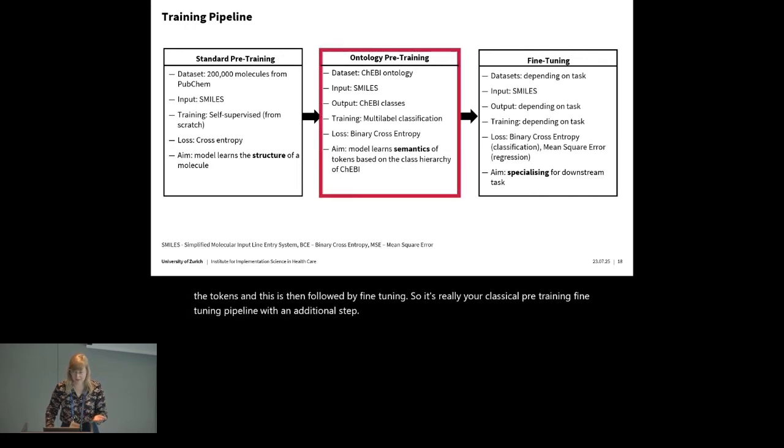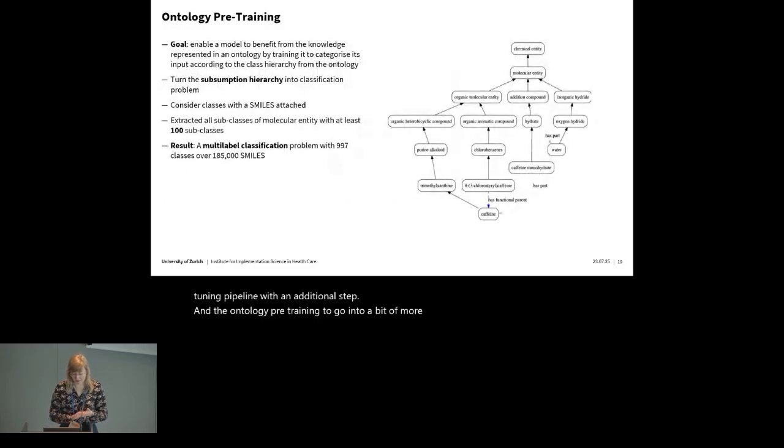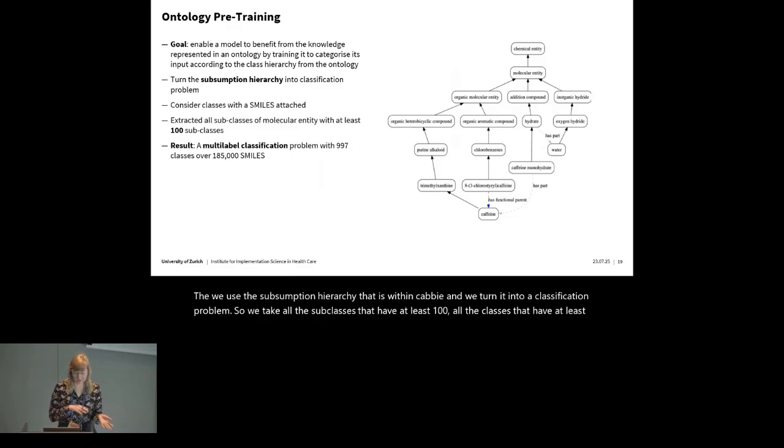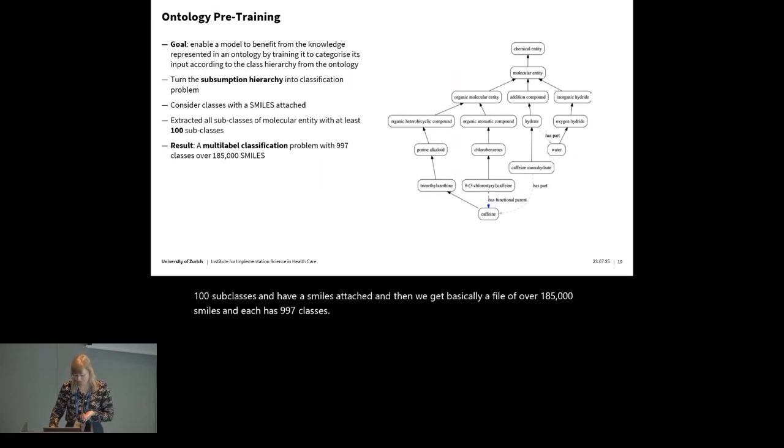And the ontology pre-training, to go into a bit more detail: we use a subsumption hierarchy that is within KB, and we turn it into a classification problem. So we take all the classes that have at least 100 subclasses and have a SMILES attached. And then we get basically a file of over 185,000 SMILES, and each has 997 classes. And then we use this to train the model.